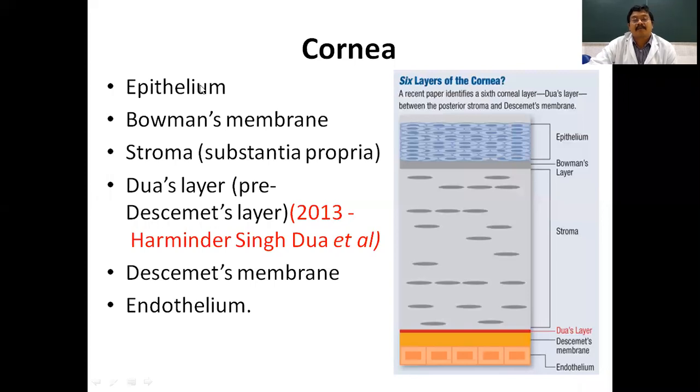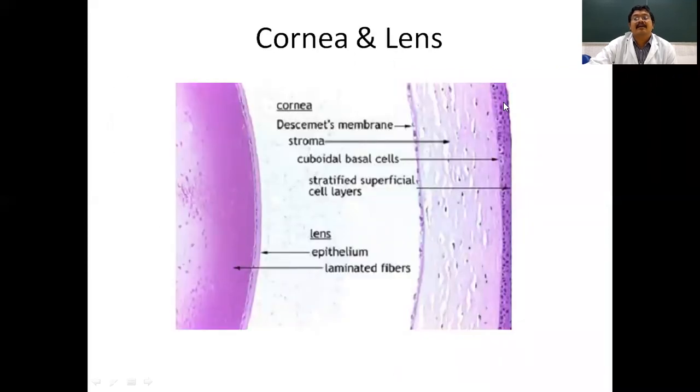The cornea from outer to inner has the epithelium, then the Bowman's membrane, then the stroma, then the Dua layer, the Descemet's membrane, and the endothelium. The endothelium and the epithelium play an important role in maintaining the deturgescence and dehydration of the cornea and maintaining the clarity of the cornea. This is the cornea and the lens, the histopathology slides.